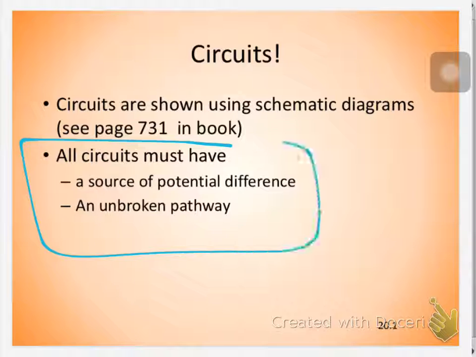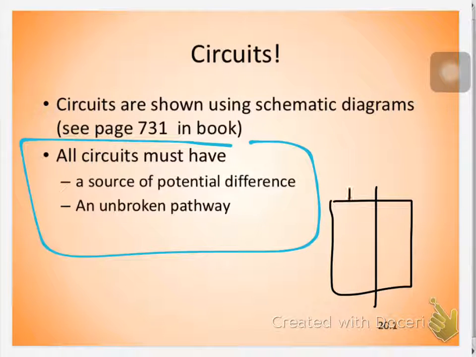Here's the big thing for a circuit. You have to have a source of potential difference. So remember we said that potential difference, voltage, if we think about it in terms of a battery with 2 cells, we have 2 terminals.